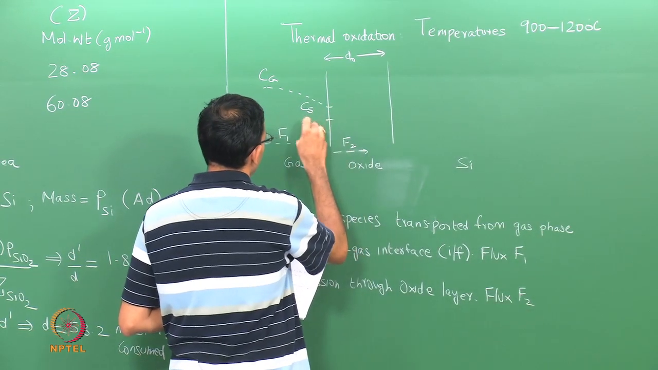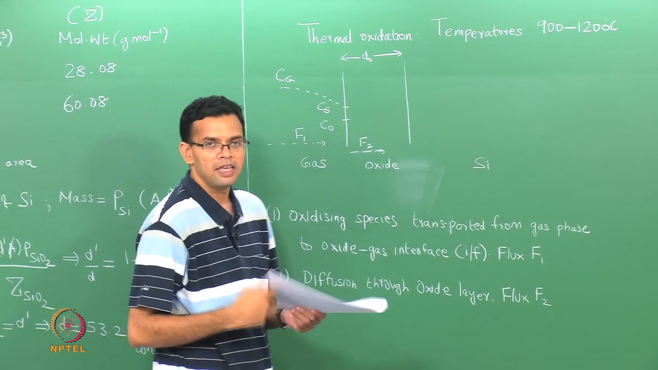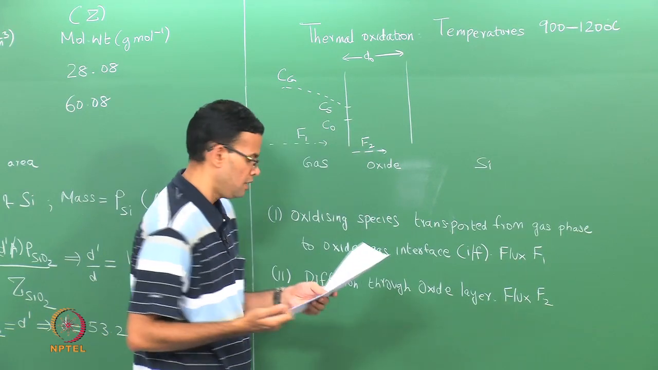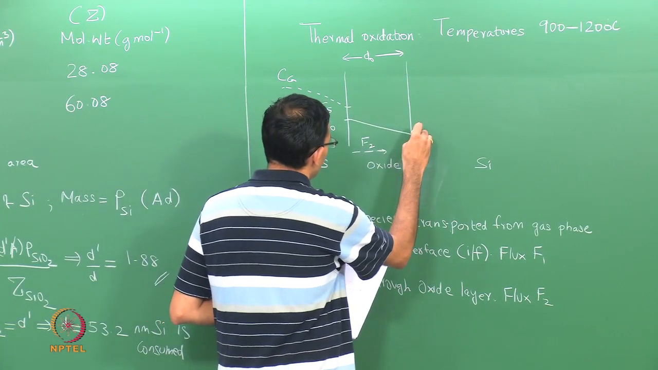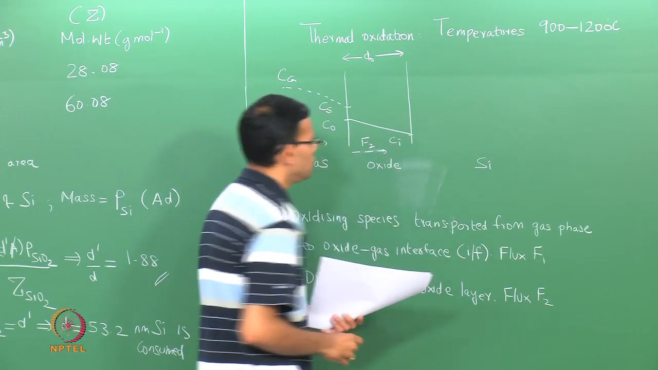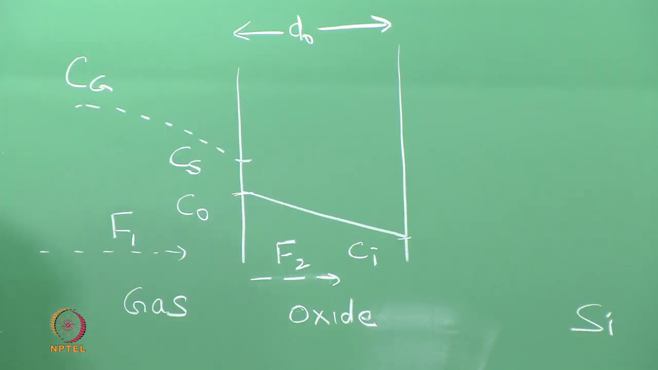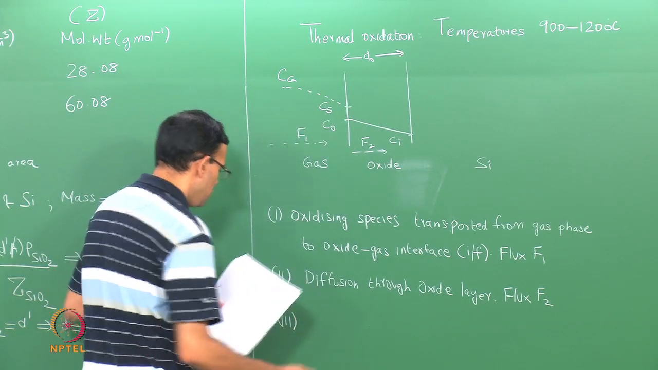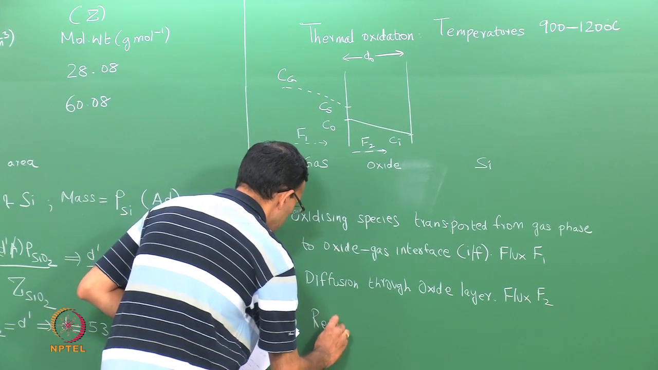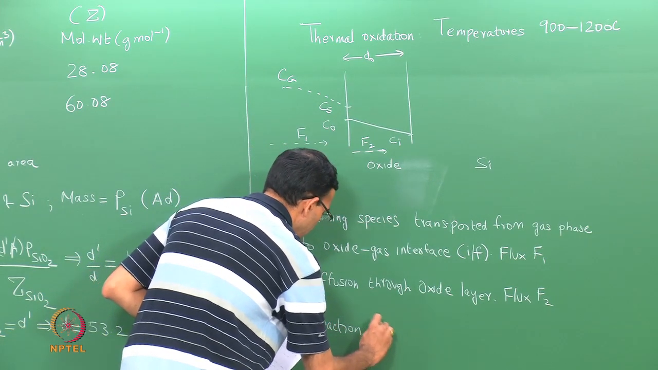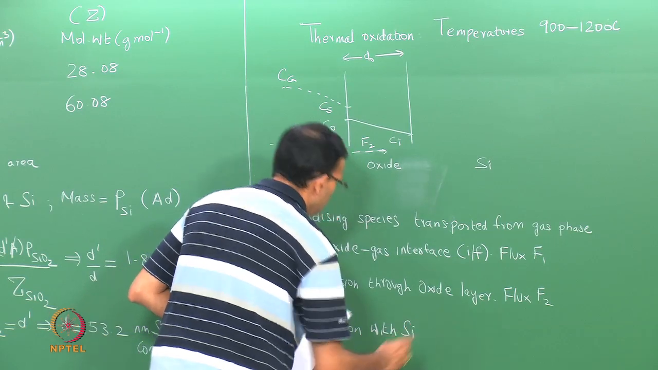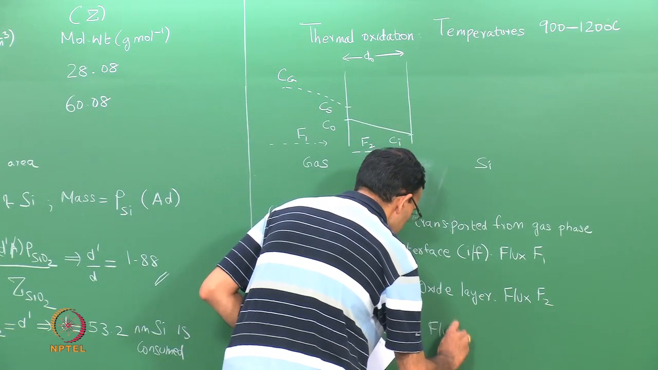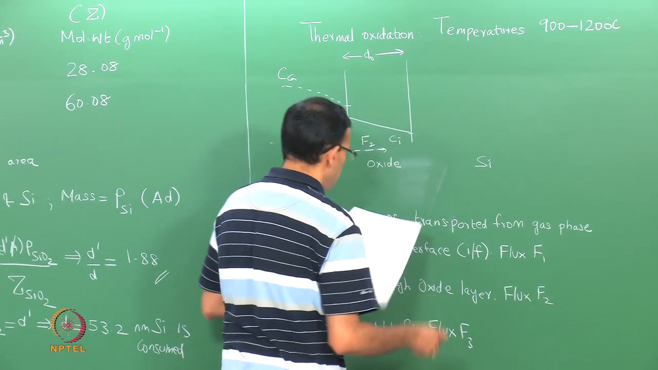So, C0 could be the concentration at the gas oxide interface. This is the concentration in the oxide layer, and from here it goes to some concentration Ci, which is the concentration at the interface. And then finally, you can have reaction with the silicon to form a new oxide layer. This has a flux of F3.